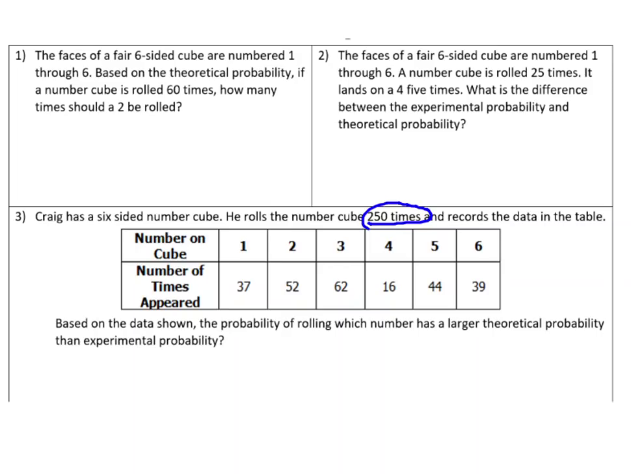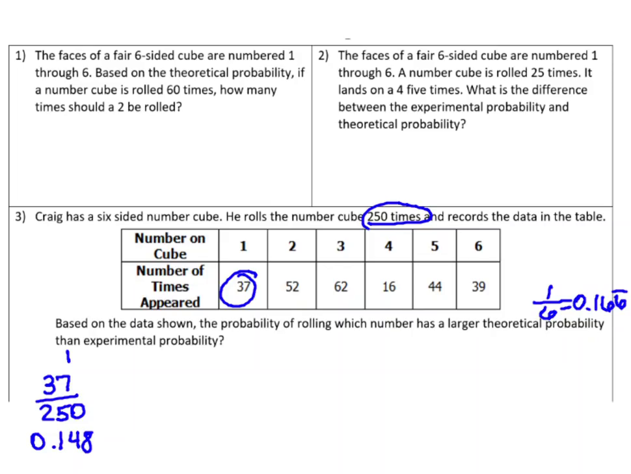So theoretical probability for all of them is going to be 1/6. I'm going to go ahead and make that into a decimal, which is 0.16 repeating. Okay, so that's theoretical. Each number has 1 out of 6 chances of it landing on. Now, for the 1, 37 out of 250. And I'm going to change that into a decimal, 0.148.